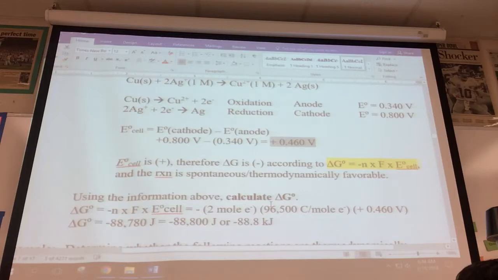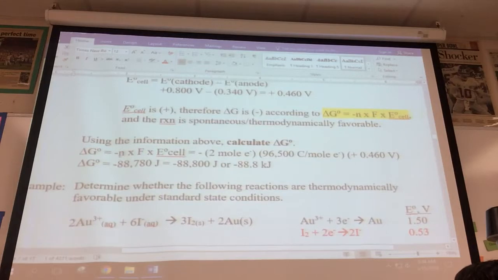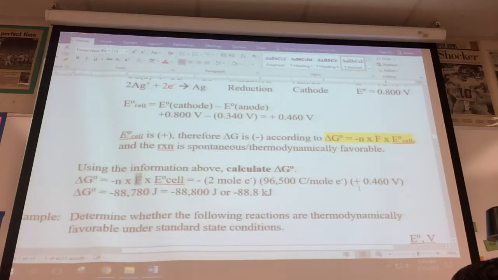You also could be asked to calculate delta G. It says using the information above, calculate delta G. So again, your formula. The n is the total number of electrons transferred. So when you go back up here, you lost 2 in the oxidation reaction. You gained 2 in the reduction reaction. 2 electrons, 2 moles of electrons right there. Faraday's constant is provided to you. Sometimes I just round it, it's easier. Note the cancellation of moles of electrons there. And then the E cell we calculated right here, cathode minus anode.